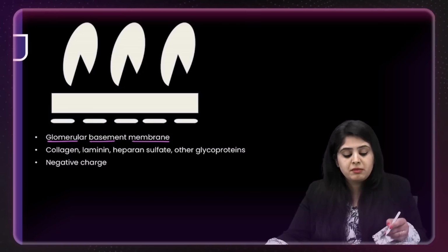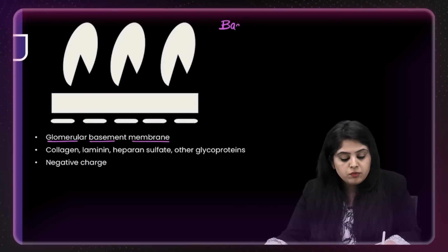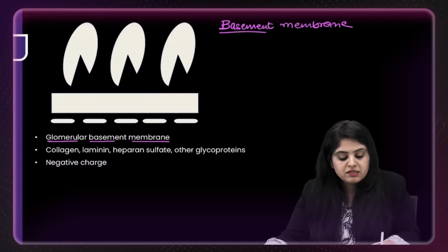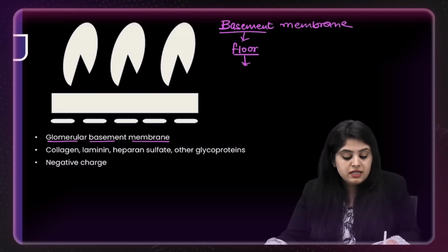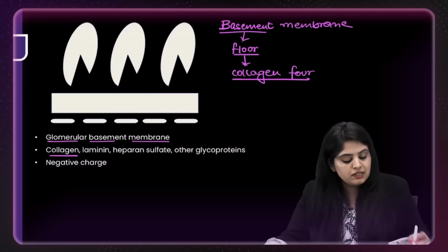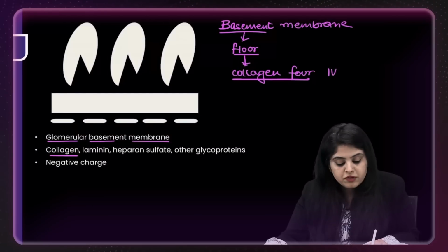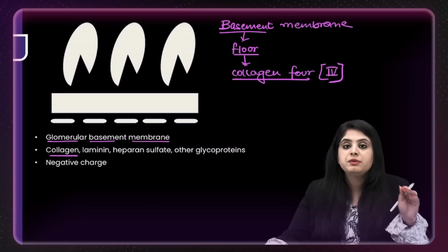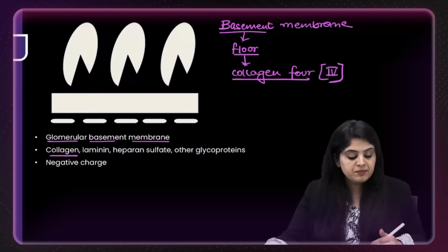and be it any basement membrane of the body. I have always told you that any basement membrane present anywhere in the body, we had learned basement is kind of a floor. So which collagen did we study for it? We had studied collagen type 4. We had studied collagen 4. So which collagen is basement membrane made up of? Collagen type 4. So basement is a floor, floor is 4.